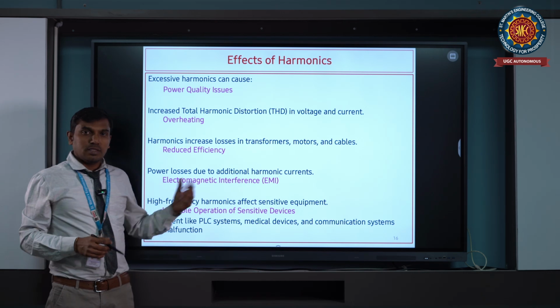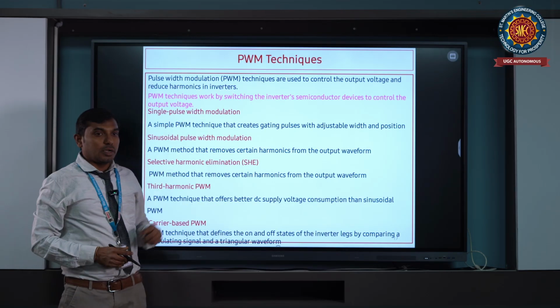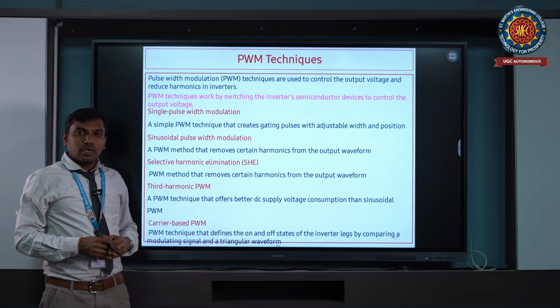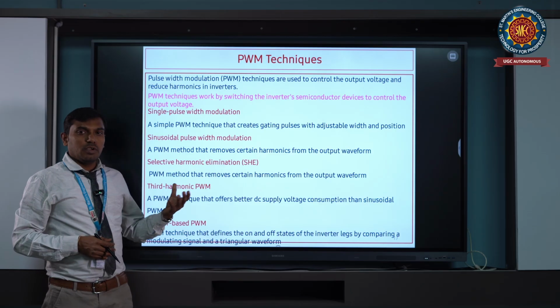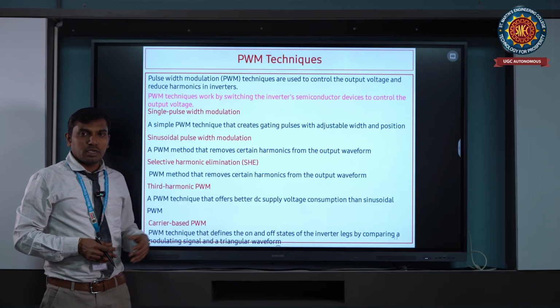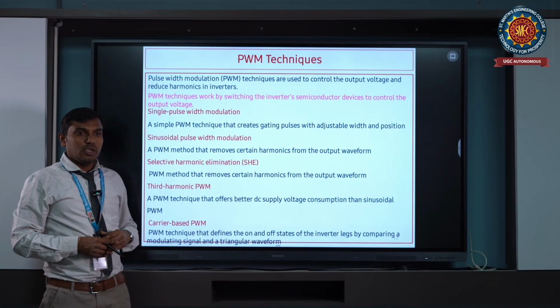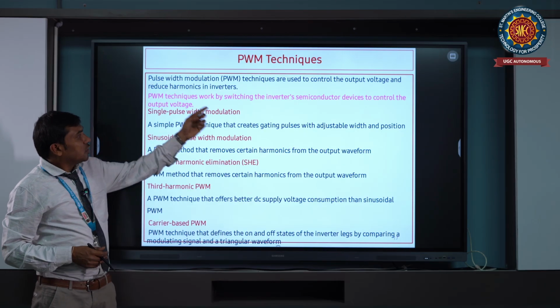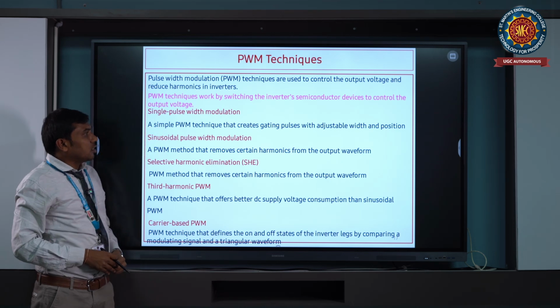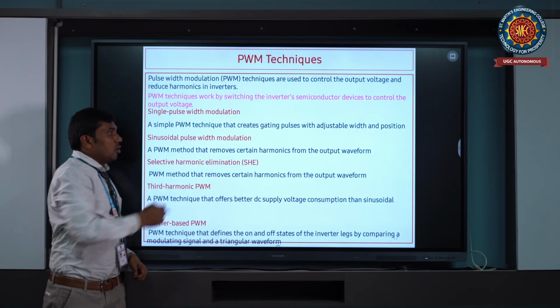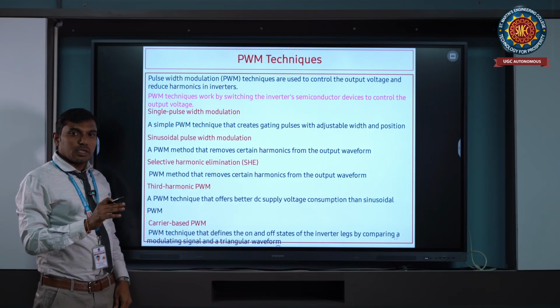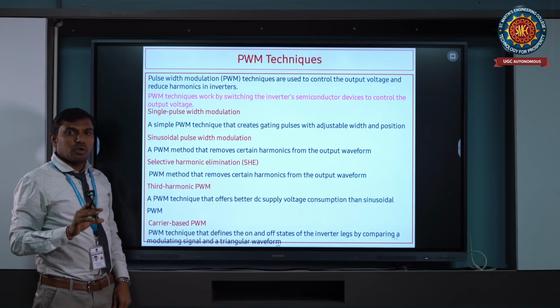Let us see the next slide. PWM techniques are used to get the switching signals which turn on and turn off the inverter. There are different kinds of PWM techniques. Generally, at this level we can go for a single pulse width modulation technique or a sinusoidal pulse width modulation technique. These are very basic things. These are used to turn on and turn off the semiconductor devices. When you use the SPWM technique, the output voltage will be similar to sinusoidal, but not a pure sinusoidal.